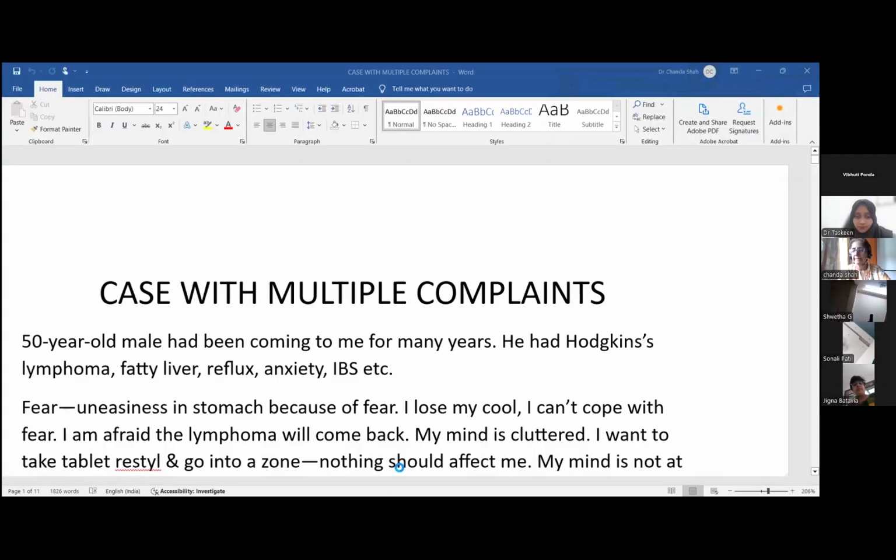You can see my screen? Yes. Can see, no? Okay, fine. Chalo, so we start with the second case.